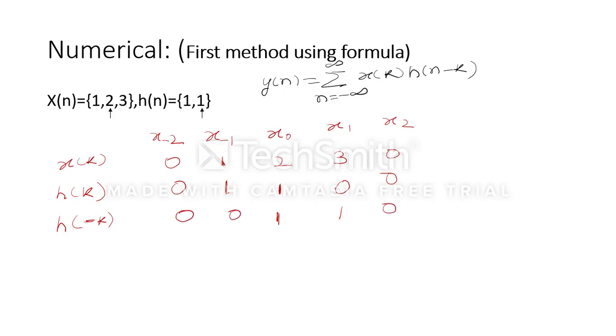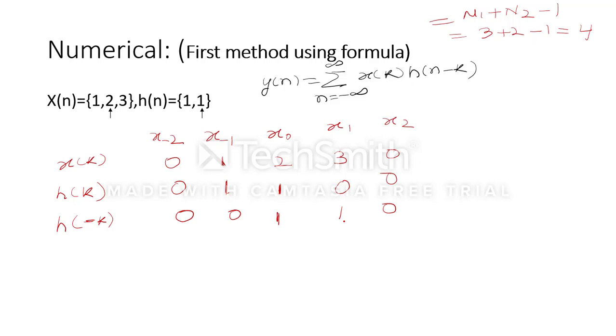Now we should always remember how many samples will be present at the output side after convolution. For that we know the length of the first signal is 3 and the length of the second signal is 2. So always the output length is equal to n1 plus n2 minus 1. So here it is 3 plus 2 minus 1, which is equal to 4. So at the output side 4 samples will come.